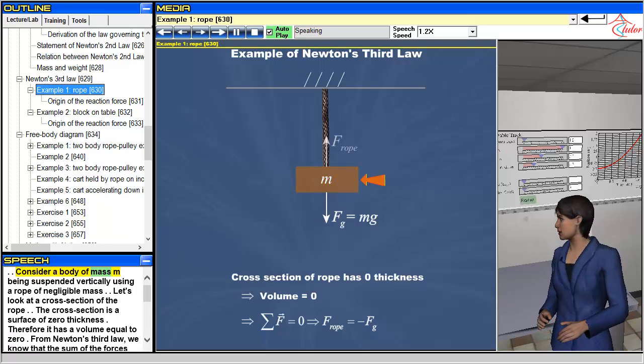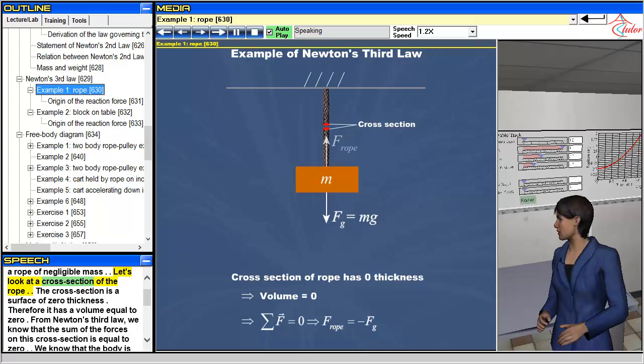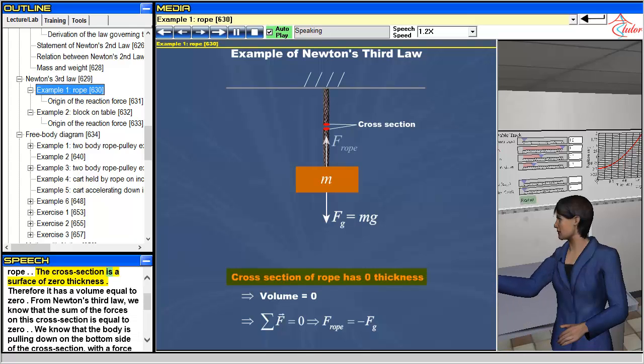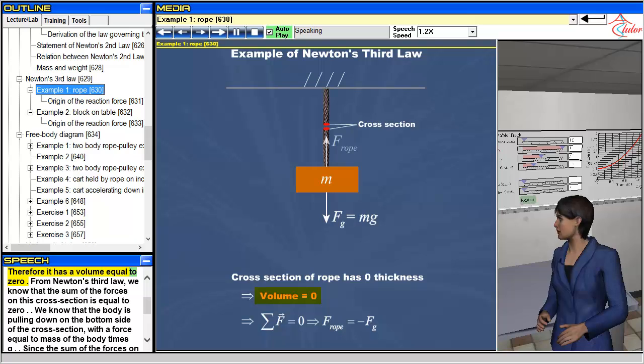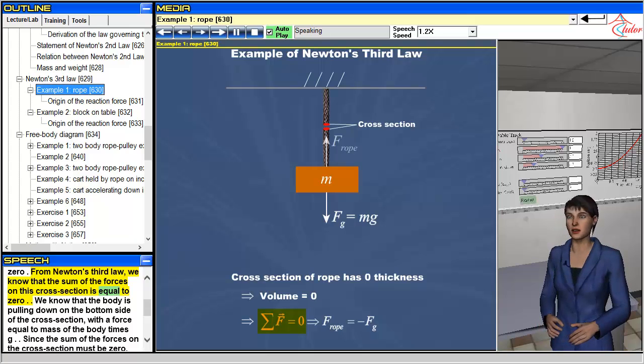Consider a body of mass m being suspended vertically using a rope of negligible mass. Let's look at a cross-section of the rope. The cross-section is a surface of zero thickness. Therefore it has a volume equal to zero. From Newton's third law, we know that the sum of the forces on this cross-section is equal to zero.